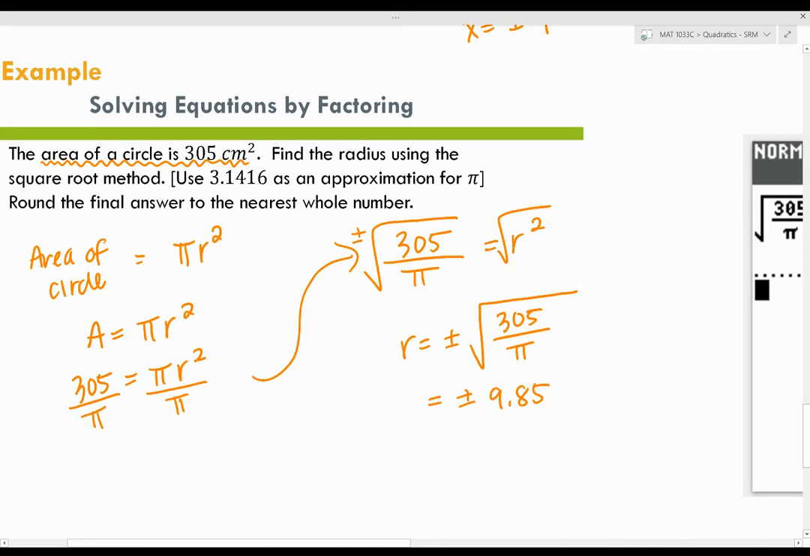Now since they want us to find the radius, this is a measurement. Our radius can't be negative, so the only answer we're going to keep is the positive answer, 9.85. And then they told us to round this number to the nearest whole number. So 9.85 rounds to 10. Cool. That's our answer. I hope this helps.